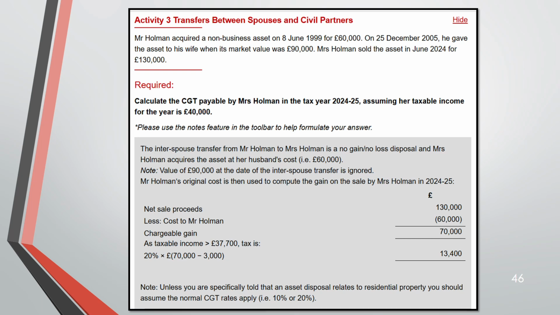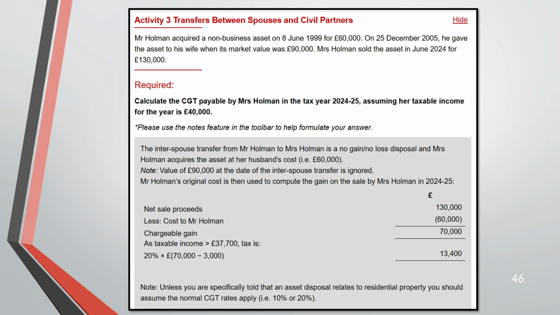Assuming her taxable income is 40,000. That means it's a high rate taxpayer. 40,000 means there is no basic rate remaining. So now, first we'll find the gain. What is the sale proceeds? 130. Deduct the cost 60, which is 70,000. So with this 70,000, do not forget to deduct the annual exempt amount, which is 3,000. And then because it's a higher rate, apply 20% for other asset, not residential. 20%, so 13,400.